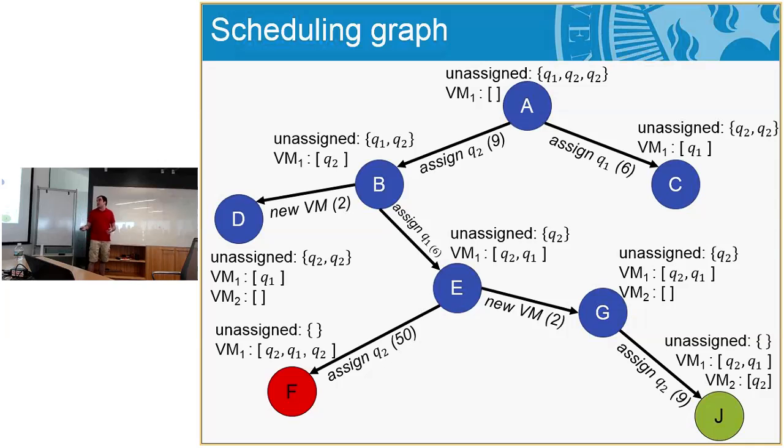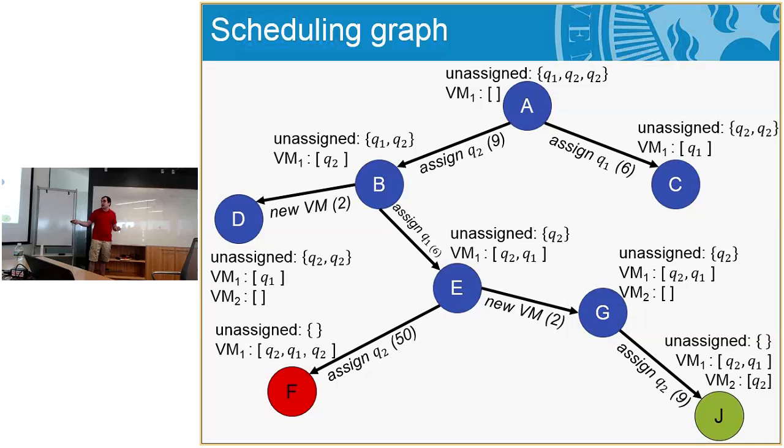So the other trick with this graph is that the edge weights are associated with the cost of the particular action. So here on edge AB, we say that assigning query 2 has a cost of 9. And that's because the amount of time that we have to pay to have that virtual machine for the latency of Q2 comes out to 9 cents, or 9/10 of a cent, whatever unit you want to use. You'll notice here, on the edge EF, the cost of assigning a Q2 becomes 50.